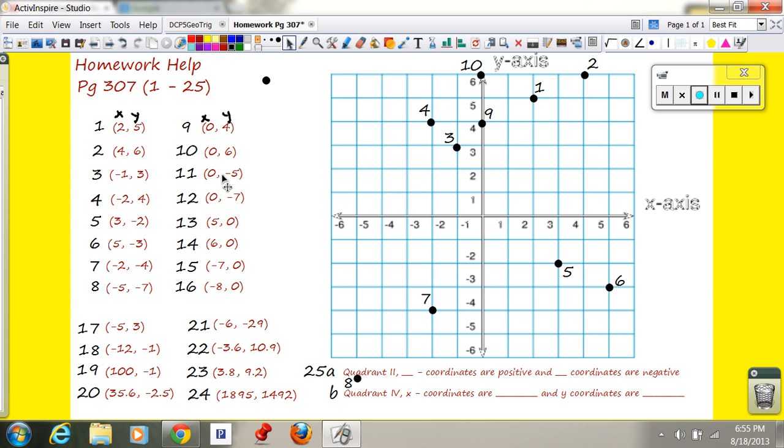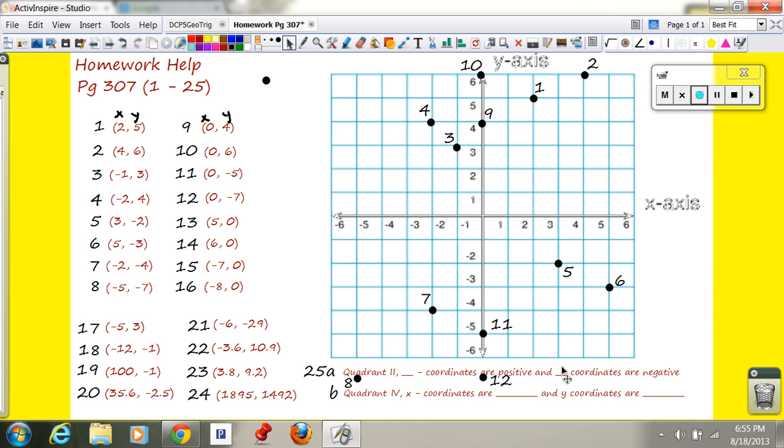Number 11 is another y-intercept, 0, negative 5. So we're going to go over 0 and down 5. So that was number 11. Number 12 is to go over 0 and down 7. So again, we have to go down into the numbers here. That was number 12.